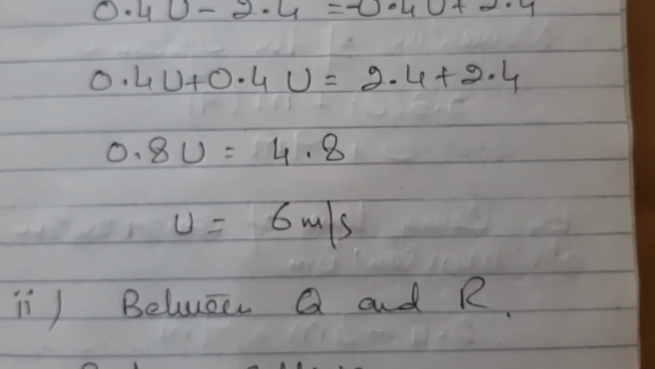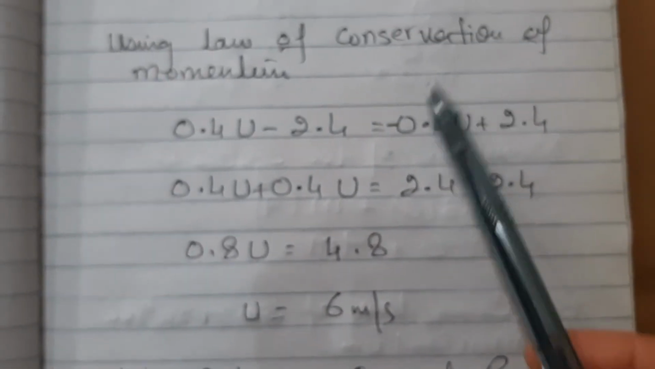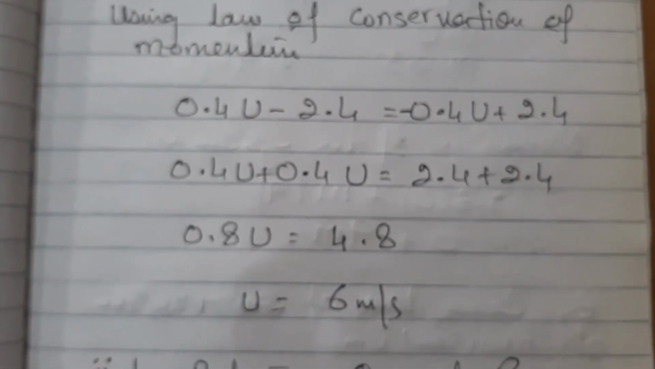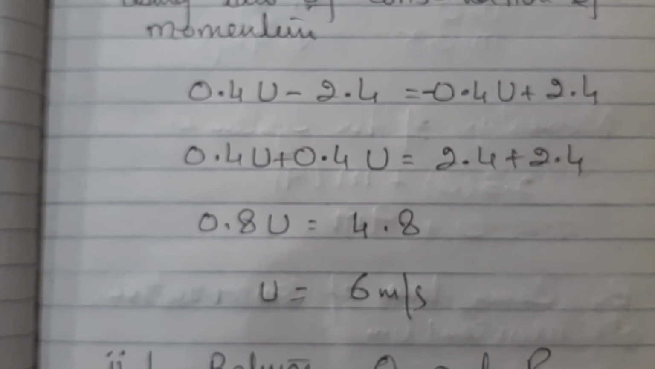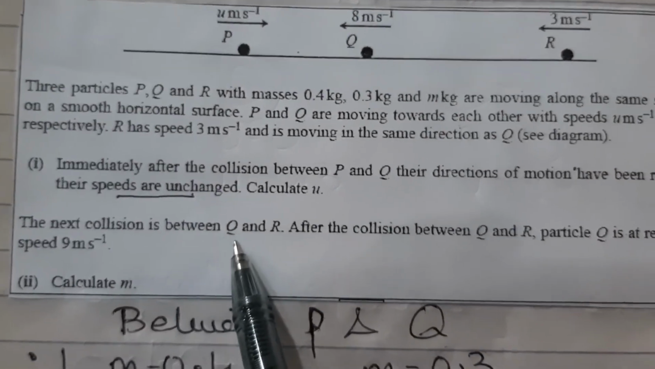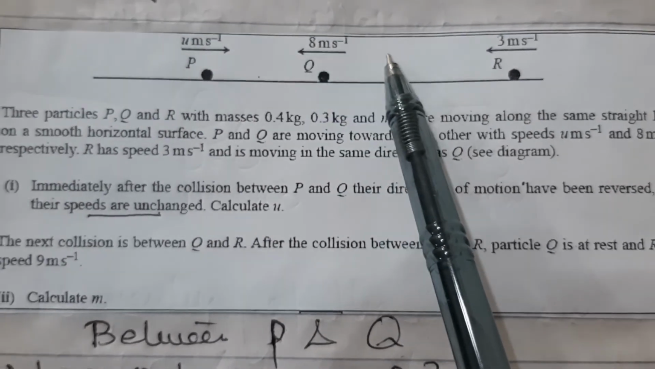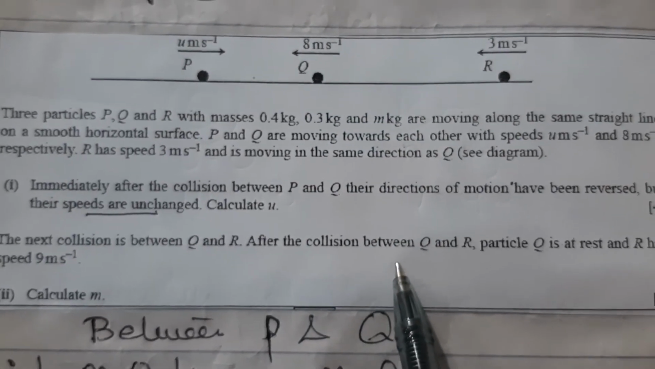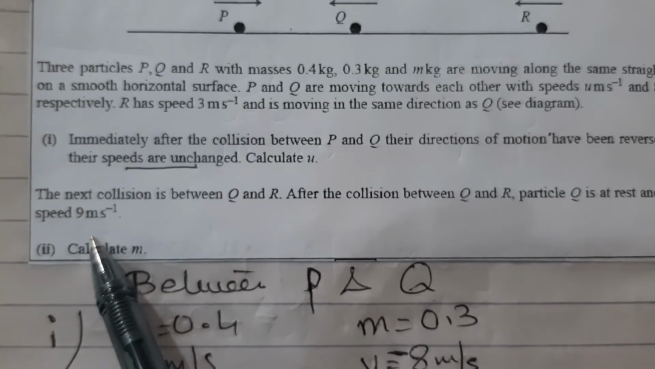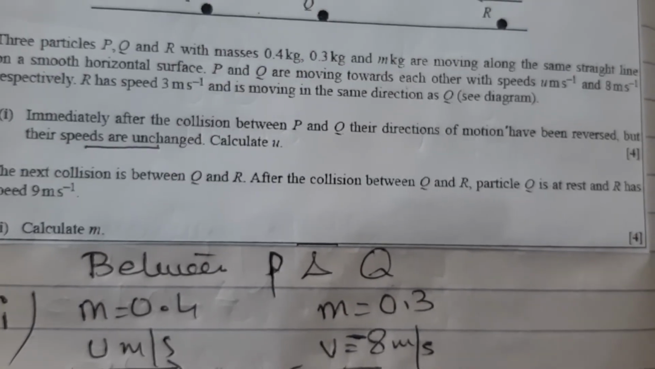Now part B was saying that Q, because we have seen from here that Q is going in this direction and R was coming from there, so it means they will collide. So the question is saying that after the collision, rather let me show you the question. The question was saying the next collision is between Q and R, right? After the collision, Q has started moving in this direction. So after the collision between Q and R, particle Q is at rest and R has speed 9 meter per second. So we have to find out the mass of it.